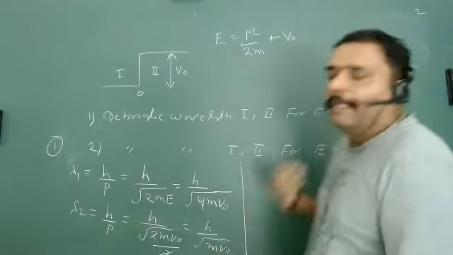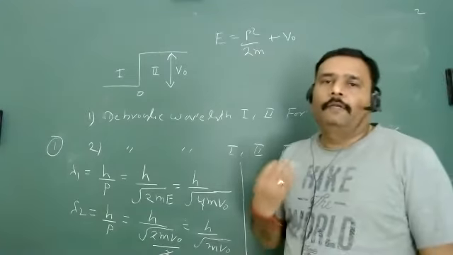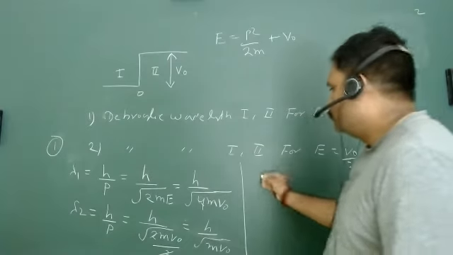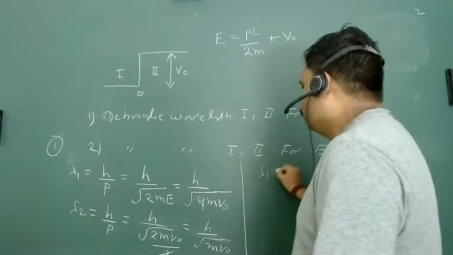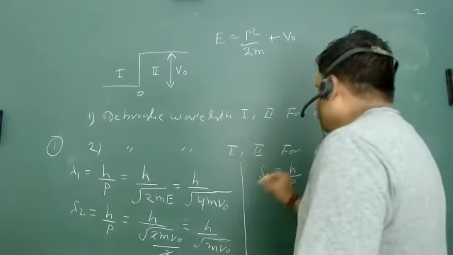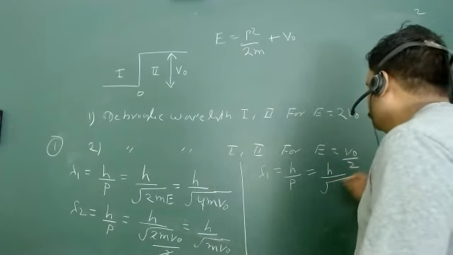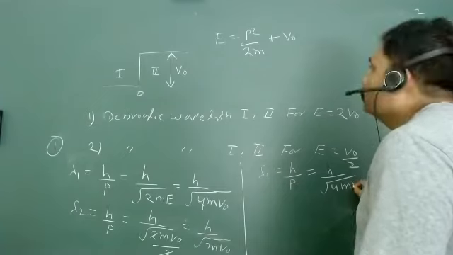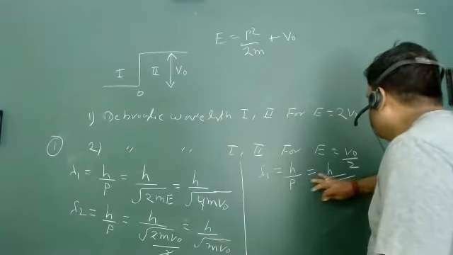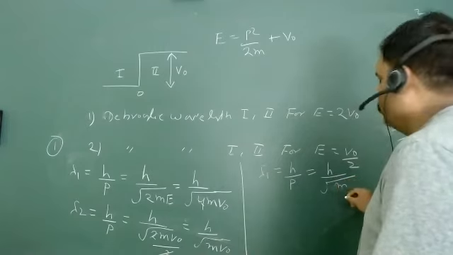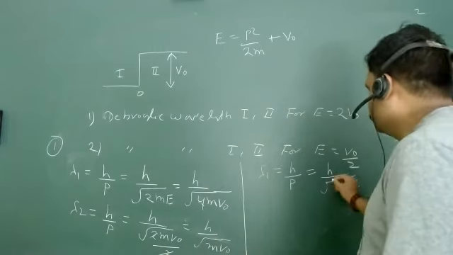This is very simple, but I just want to convey one particular message on this. So for lambda 1, what will you get? H upon P, and that will be H upon root 4 M V0. Sorry, the potential is V0 by 2. So this will be H upon root of M V0. So this is the de Broglie wavelength.